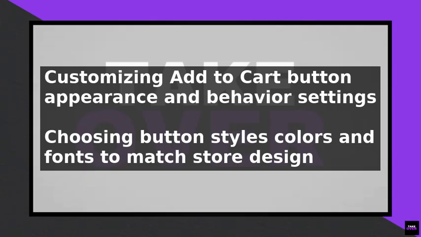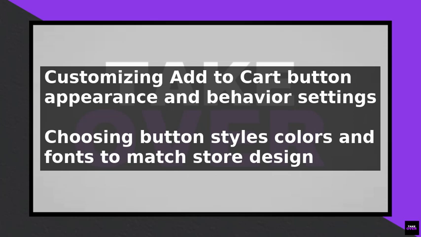To add the button to a specific product, go to the product page and click on the Add button. Select More and then E-commerce, and choose the Add to Cart button you just customized. You can then drag and drop the button to the desired location on the product page.